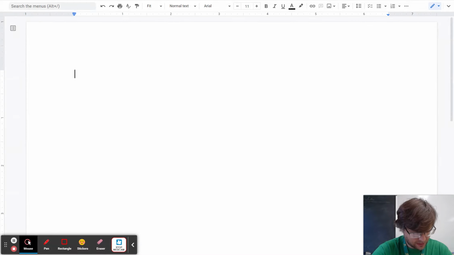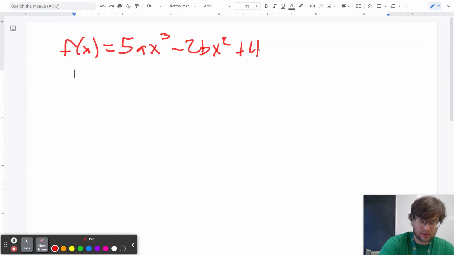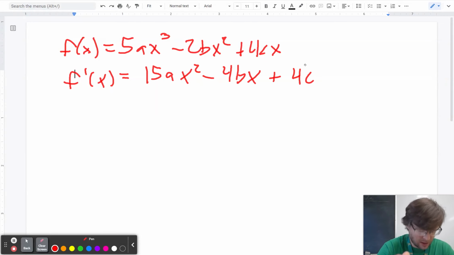Right, so I had somebody ask a couple of questions about doing the derivative and figuring some things out after we get the derivative. So this is question 6, where we have f of x equals 5ax cubed minus 2bx squared plus 4cx, and I want to take the derivative of that. So multiply and subtract 1 from the power. So we get this as our derivative. And that was pretty straightforward on f prime of x.